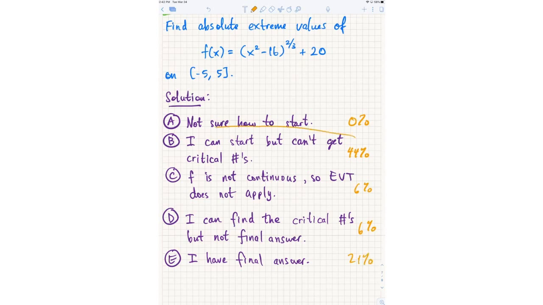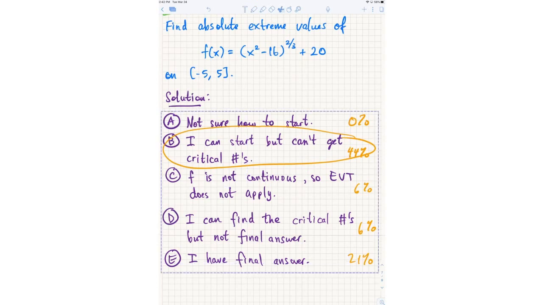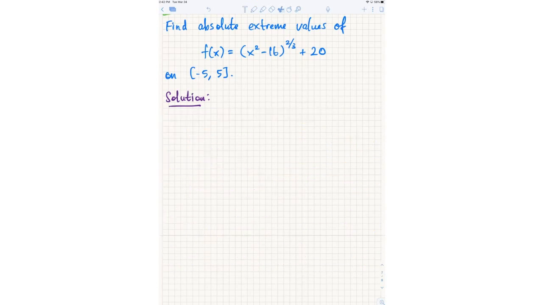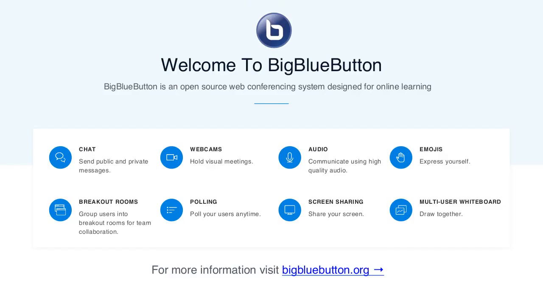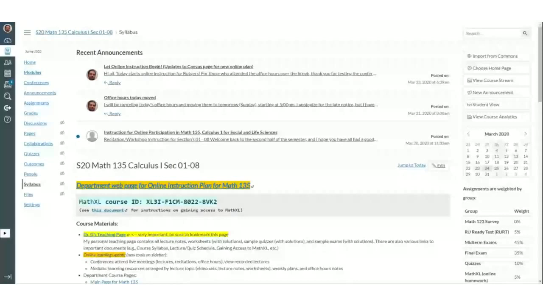Okay, so the bulk of everyone in the chat seems to be at choice B. I can start, but can't get the critical numbers. The reason why this problem is so much more difficult is because of that step, finding the critical numbers. So before we go into the full details, a new screen should be appearing in a second. Okay, so I want to actually show you where to find this in Canvas, other than just tell you, oh, go look it up.